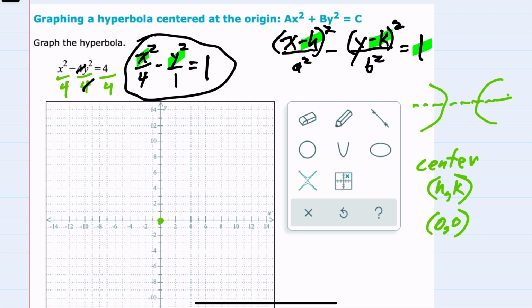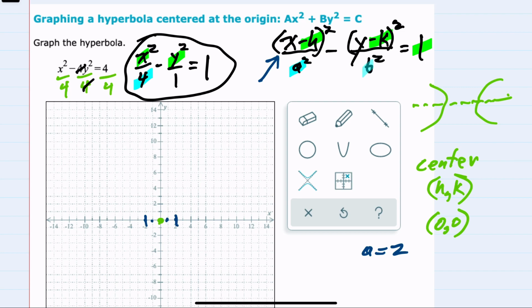And from here, I'm going to start putting together my rectangle, where I use the letter that's under the x term. Here that's an a. That denominator is a squared, so a squared is 4, a is 2. And since it is under the x, I will go 2 spaces to the right and 2 spaces to the left to get the edges of my rectangle.